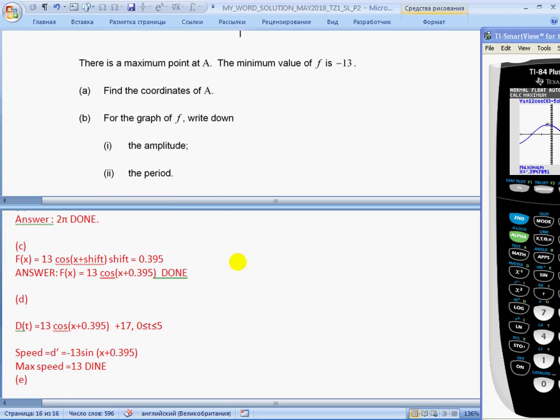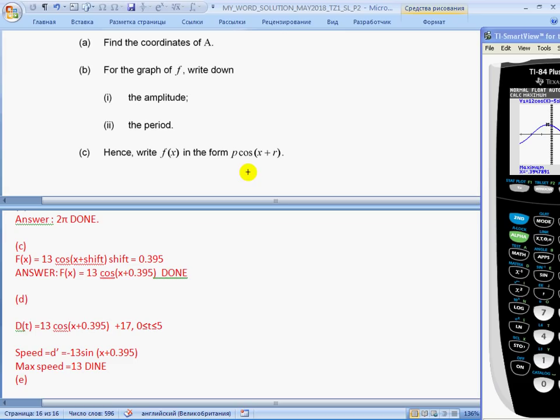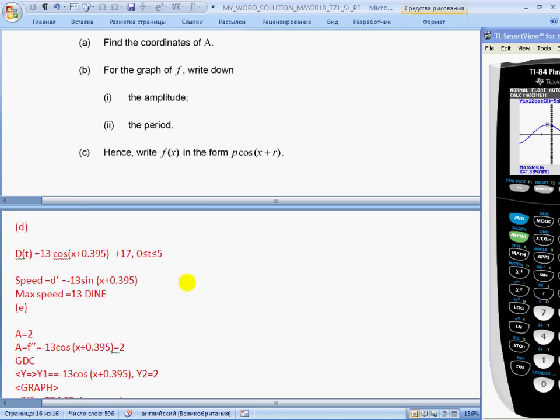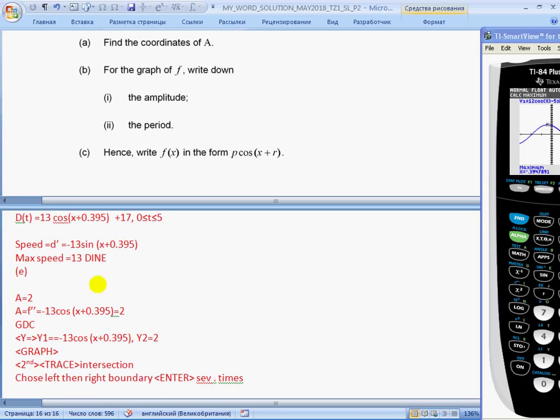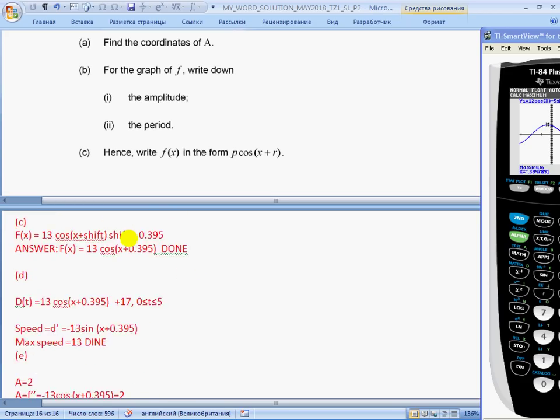Period, of course, is 2 pi, because they say. Hence find, write the function in this form. So amplitude we know is 13. Cosine has maximum at 0, but it is shifted to minus 0.395, so it will be plus 0.395. So we have this function. Shift, we just add shift. This is how it is done.